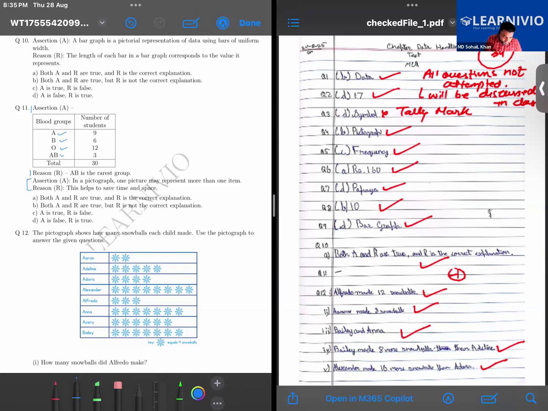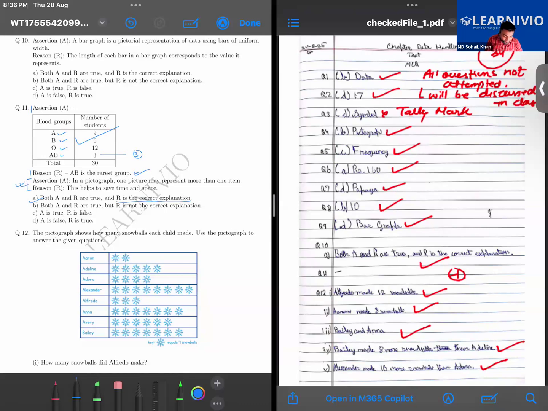Then the different number of students that are having these groups. Suppose there are some students in a class, and they are as follows. So which is the rarest blood group here? That's only AB. 3 students have AB blood group. So the assertion is correct. This was the assertion, and that was the reasoning here. So both of them are correct. Both assertion and reasoning are correct, and R is the correct explanation.